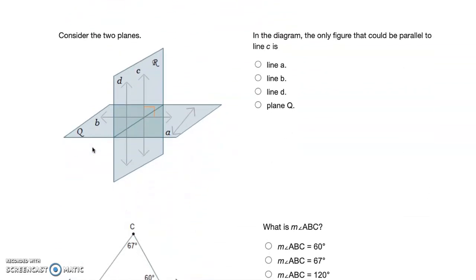All right, consider these two planes. We've got a few things here. This is marked perpendicular, so these two planes are perpendicular, and then we've got lines running both ways. So in this diagram, the only figure that could be parallel to line C, which one is parallel? Well, it has to be in the same plane, and the only one that's in the same plane that it doesn't look like it's ever going to cross is D. So that is the only line that could be parallel to line C.